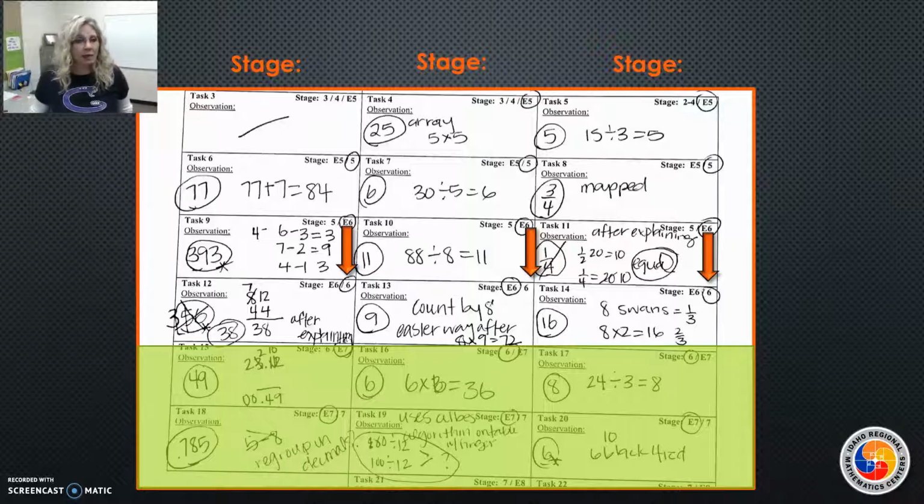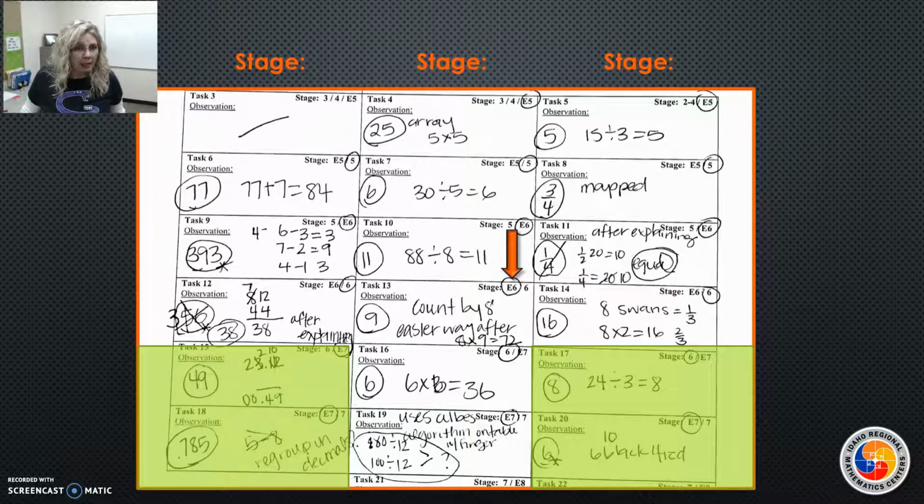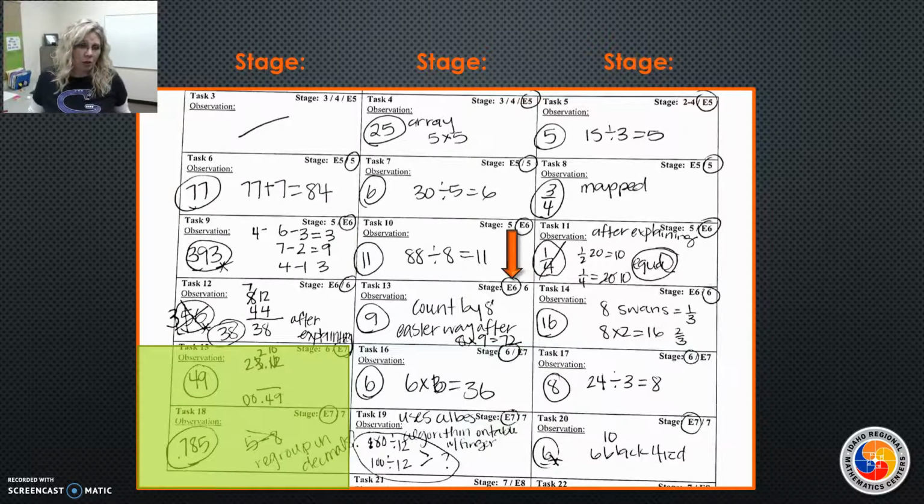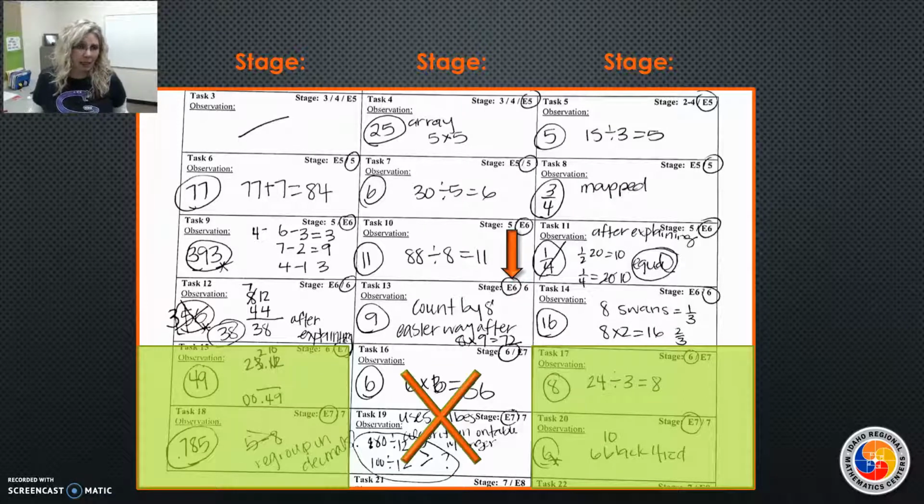However, we see that task 13 was scored as an E6. So we're going to take a look at this multiplication and division domain as an E6. Now, because that is scored right there, if I go back, at the end of this row, it says if any 6s, then go on. So when I go on, I'm only going to assess the domains that have the higher stage. For this one, I'm not going to need to continue to assess this domain. So we're going to cross those out because we're not going to use that information. And we score this one as an E6. So multiplication and division is scored as an E6.